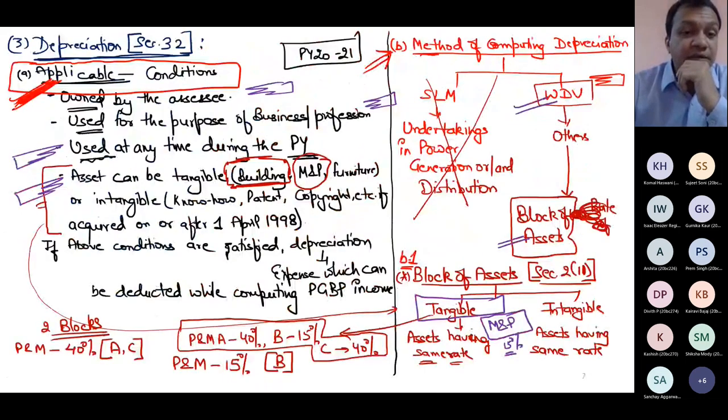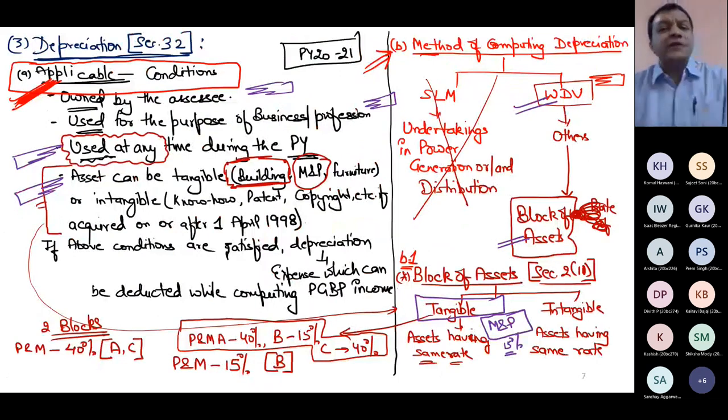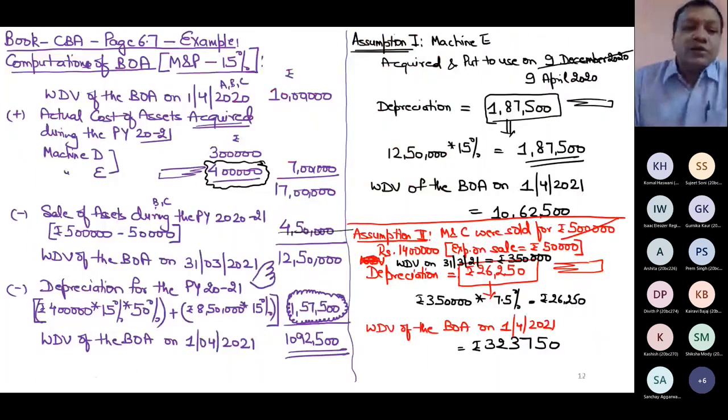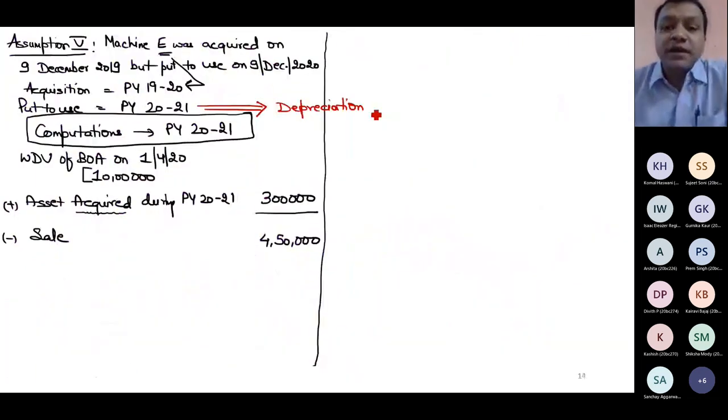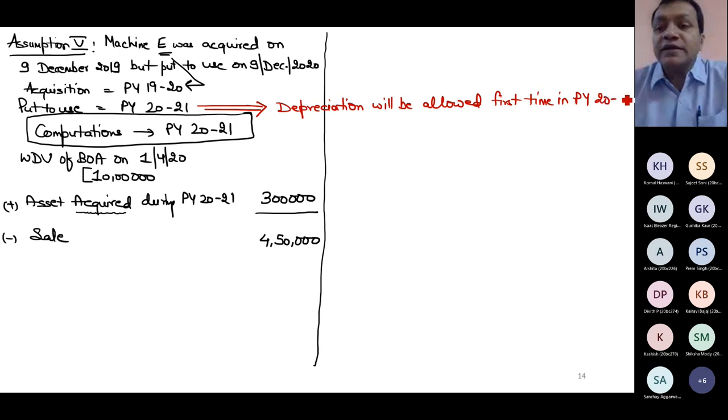This is my first applicability: used at any time during the previous year. Though I acquired it in 2019-20, if I have not used it, I cannot claim depreciation in that year. I will claim it first time in the year in which I use it. So I'm using it in 2021, so depreciation will be allowed first time. After this, it will be regular. It will be allowed first time on machine E in the previous year 2021 and not in 2019-20.